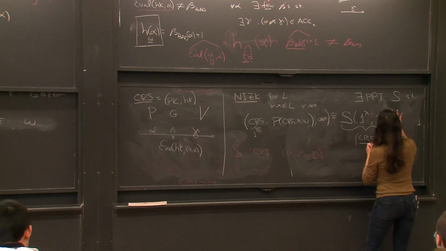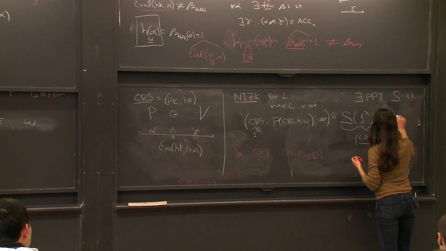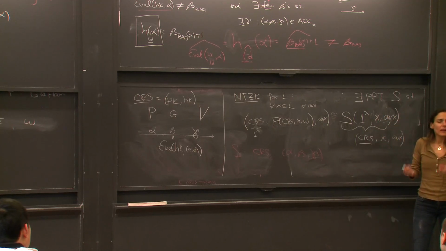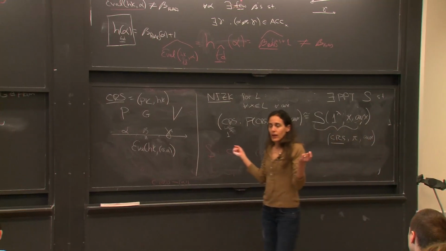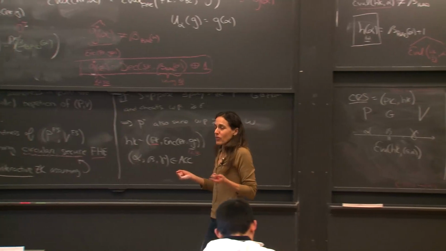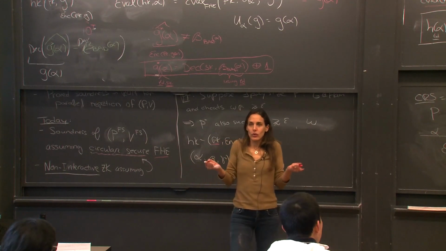I forgot to write x. He's given the instance x and OGS. Now note, I'm the simulator. X can be in the language, X cannot be in the language. I have no idea what X is. Okay? So in some sense, if I succeed, I should also succeed for some X's not in the language, because I can't break the language.